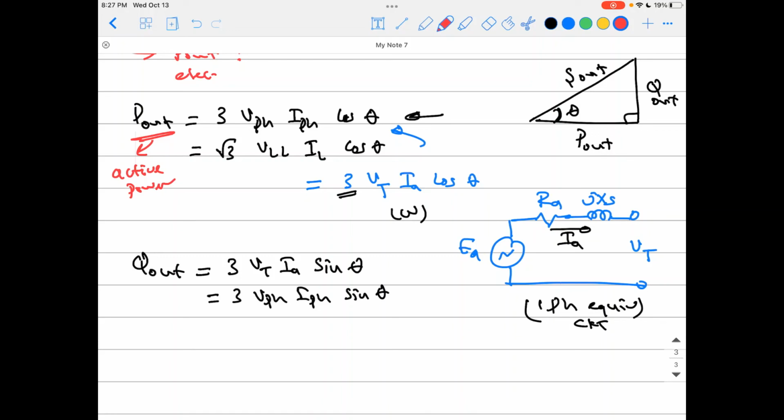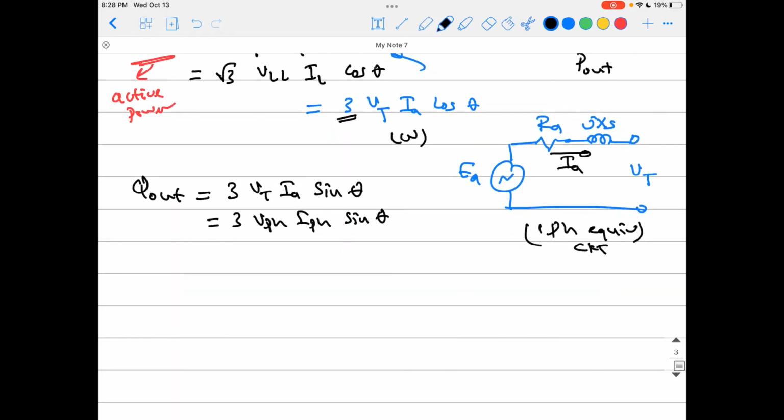Because we know a synchronous generator is used to feed loads into the system, into the public grid, so we have loads that require active power and loads that require reactive power, like the motors. Okay, so your synchronous generator should be able to provide both P and Q. Okay, guys.